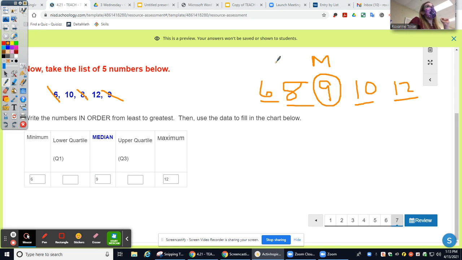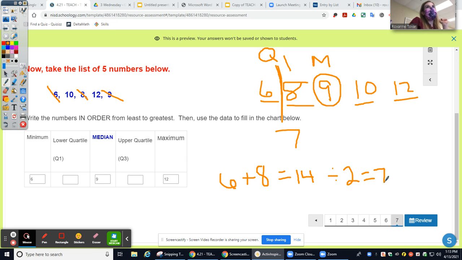And then remember, my lower quartile is to take the middle. Well, I only have 2 numbers, so I need to know what number comes exactly between 6 and 8. So quartile 1 could be 7. You could clearly see what's in between them, or you could do 6 plus 8, which is 14, and then divide that number by 2, which equals 7.